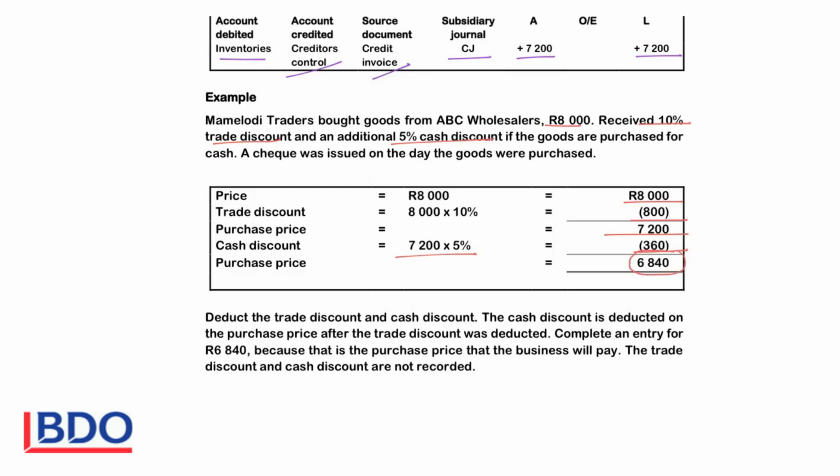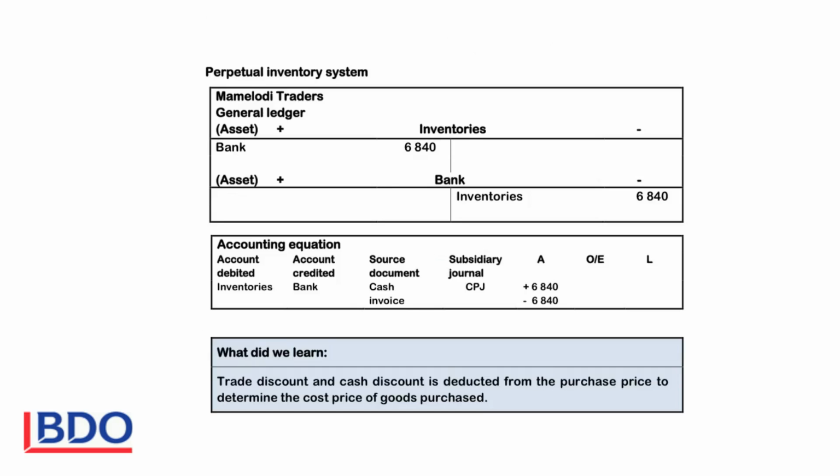The cash discount is therefore deducted from the price that you calculated after the trade discount, and no entry is recorded for trade discount or for cash discount. The inventory account will increase with 6,840 because our assets increase with the amount that we actually paid for the goods. The bank account is credited to reduce the money in the bank with 6,840.